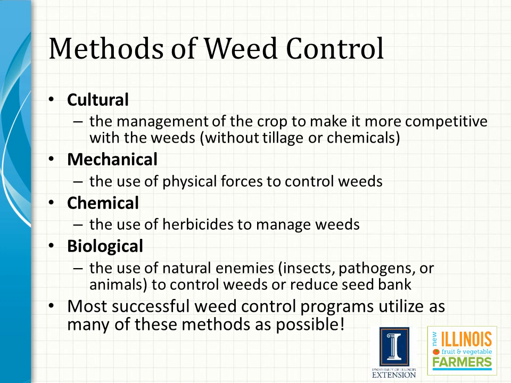Chemical weed control is just the use of herbicides to manage weeds. And biological weed control is the use of natural enemies, insects, pathogens, or animals to control weeds or to reduce the weed seed bank. And overall, a successful weed control program will utilize as many of these methods as possible.